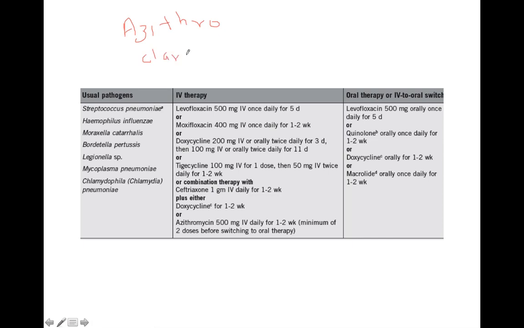Erythromycin is not used because it does not cover H influenza. So we will not use erythromycin. Mainly these are the respiratory macrolides, if the patient is healthy and has not used antibiotics in the past 3 months.